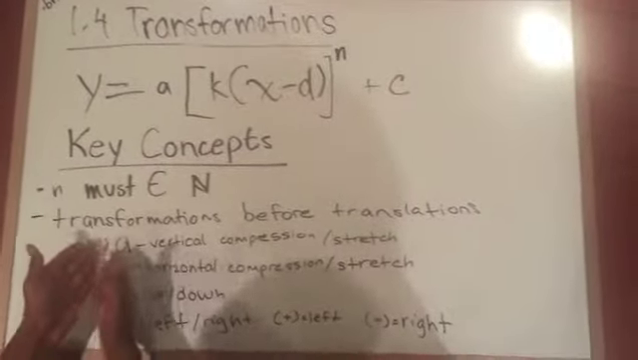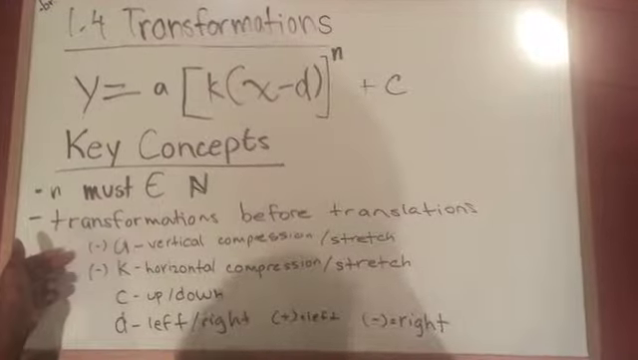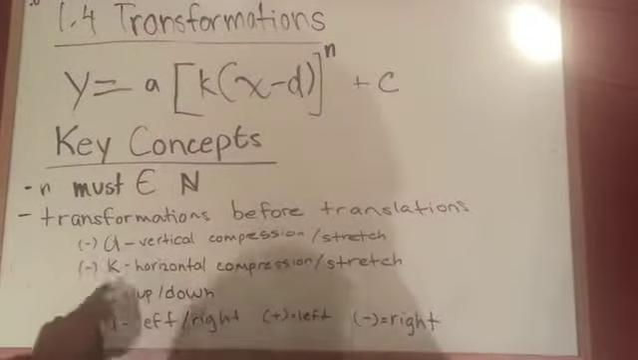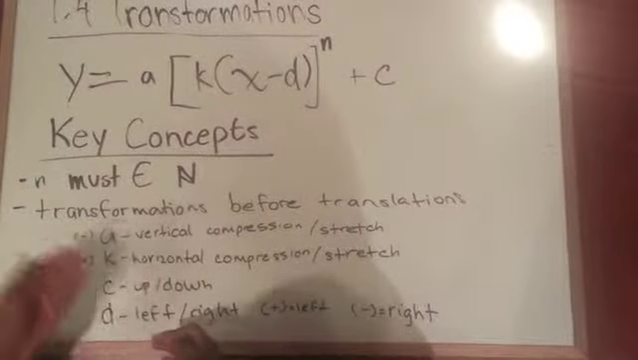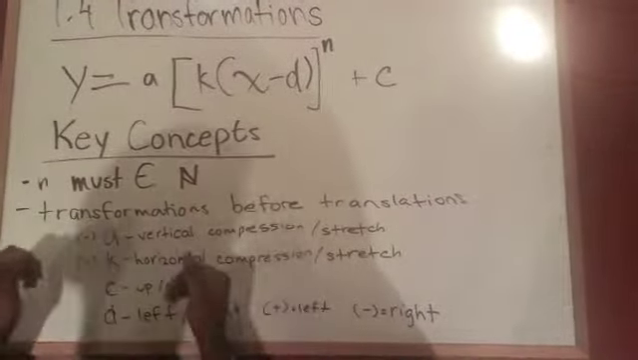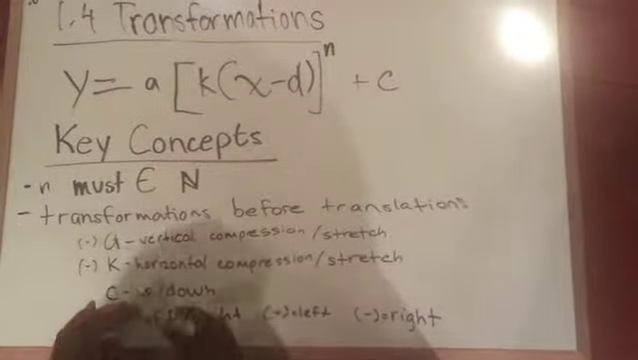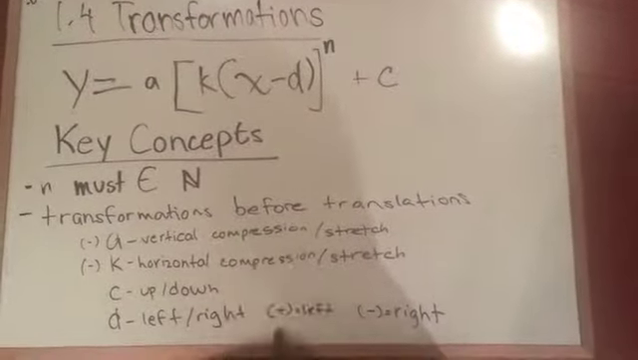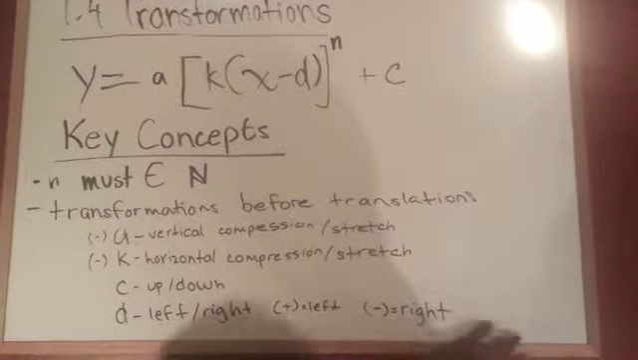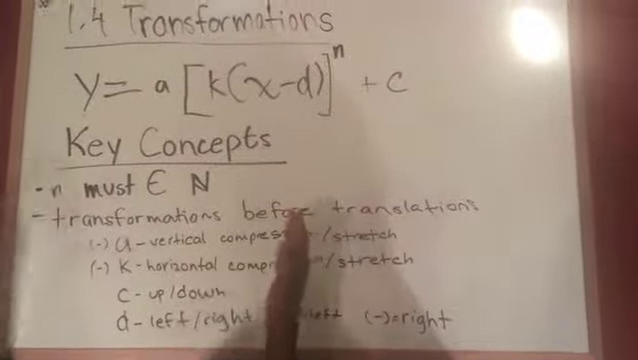So a, the constant a, is a vertical compression or stretch, and when it's negative, it's a reflection in the x-axis. K is a horizontal compression or stretch, and when it is negative, it's a reflection in the y-axis. C moves the function up and down. When it's positive, it's up. When it's negative, it's down. D is interesting. It moves it left and right. When it's positive, it's left. When it's negative, it's right. And that pretty much summarizes 1.4 transformations.